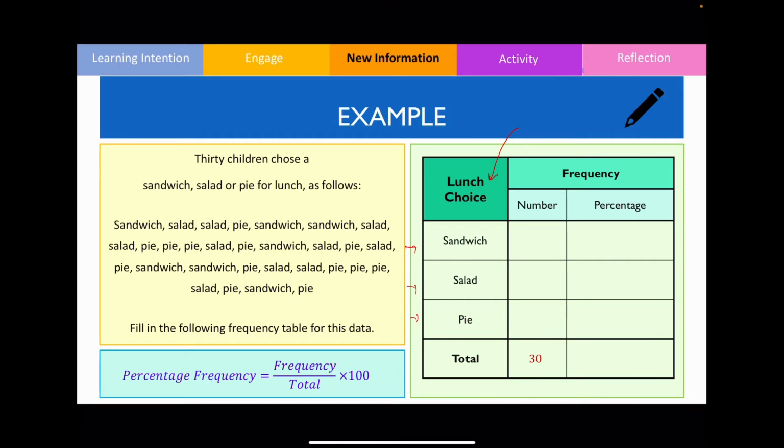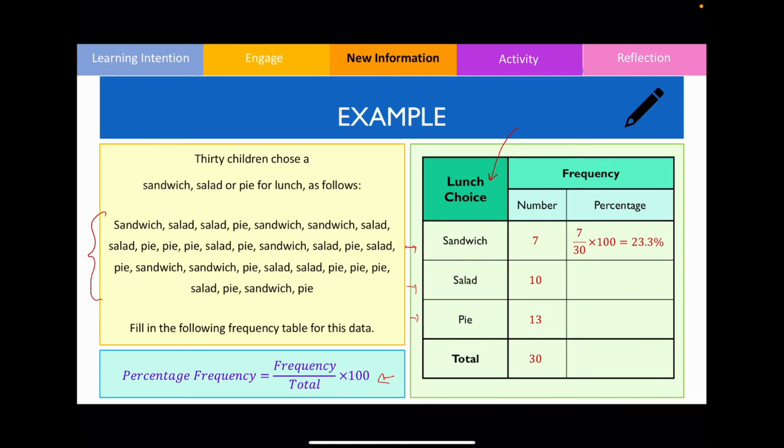What I'm going to do now is analyze the data set and count how many times sandwich, salad, and pie have appeared. So sandwiches have appeared 7 times, salad has appeared 10 times, and pie has appeared 13 times, and it should add up to 30, which in this case it does. To calculate the percentage frequency, we're going to be using the following formula down over here. For sandwich, we're going to go 7 divided by 30 multiplied by 100, and you should get an answer of 23.3% if you round it to 1 decimal place.